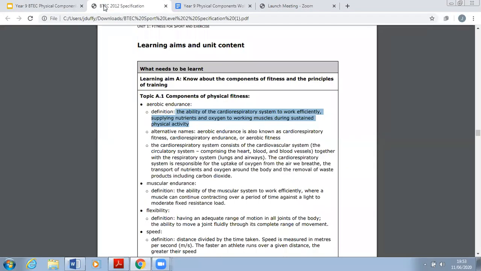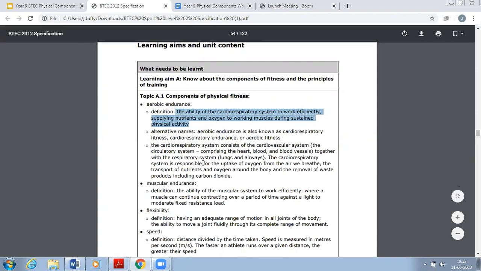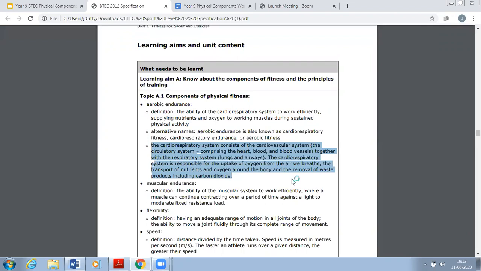There's our definition then for aerobic endurance. Okay, and what I've done is I've done aerobic endurance for you in your work. All right, so the definition is the ability of the cardiorespiratory system to work efficiently, supply nutrients and oxygen to working muscles during sustained physical activity. What I've also done is I've actually highlighted here for you what the cardiorespiratory system is. You'll need to know that just to be able to use it, just to gain an understanding for how to write your answer, all right? Because you will touch on it.